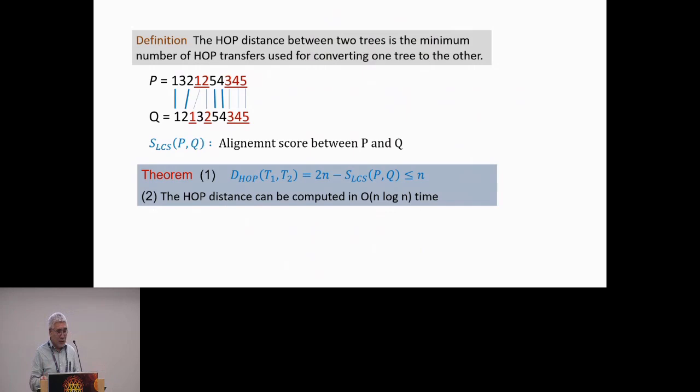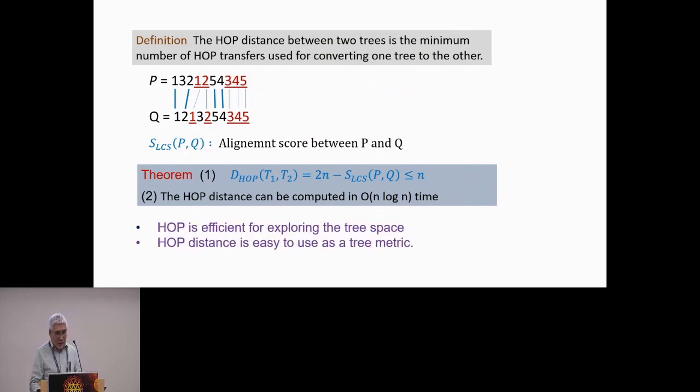How to do this is very simple. We have a tree representation, and we just do the sequence alignment. But these are special strings, so we can do alignment in n log n time rather than in n squared time. Therefore, we argue that this operation is very efficient. The distance is also easy to compute.